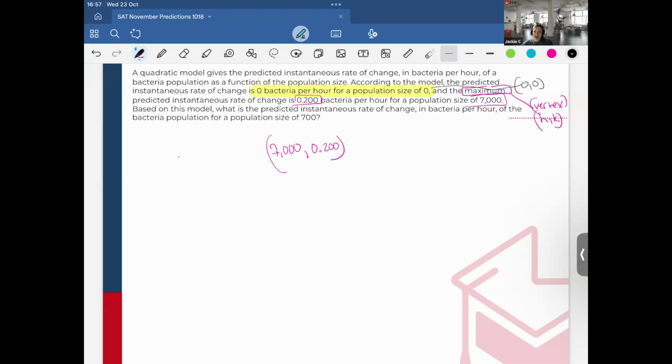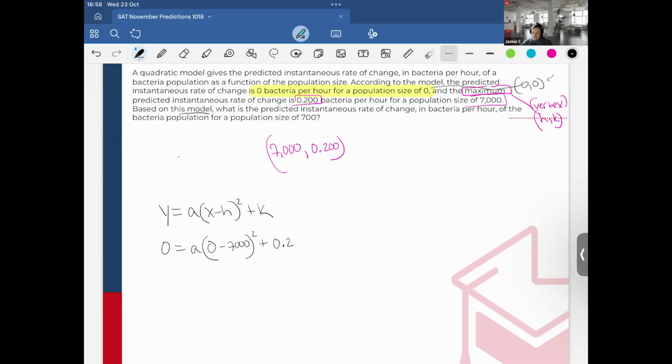Okay, so whenever I'm given vertex form, it's y equals a(x minus h) squared plus k. This is vertex form. And I can always derive the equation of the quadratic if I have the vertex and I also have another pair of coordinates. That's exactly what I'm going to do to get the quadratic model. So for x and y, I'm going to put in 0. My h value we established is 7,000. And my k value is 0.2.